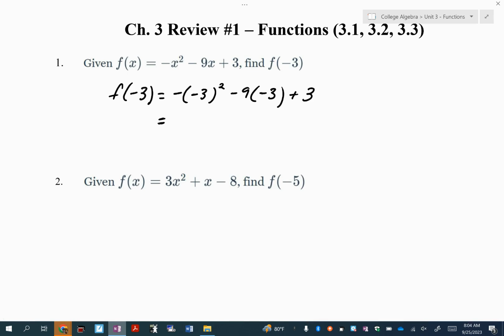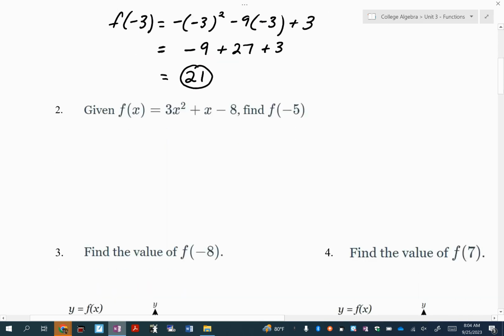So -3 squared is 9, but the opposite of that is -9. -9 times -3 is a positive 27, and then bring down the +3. So -9 plus 27 is 18. 18 plus 3 is 21. So f of -3 is 21. Let's do it again. Different function, different input value. Let's plug in -5.